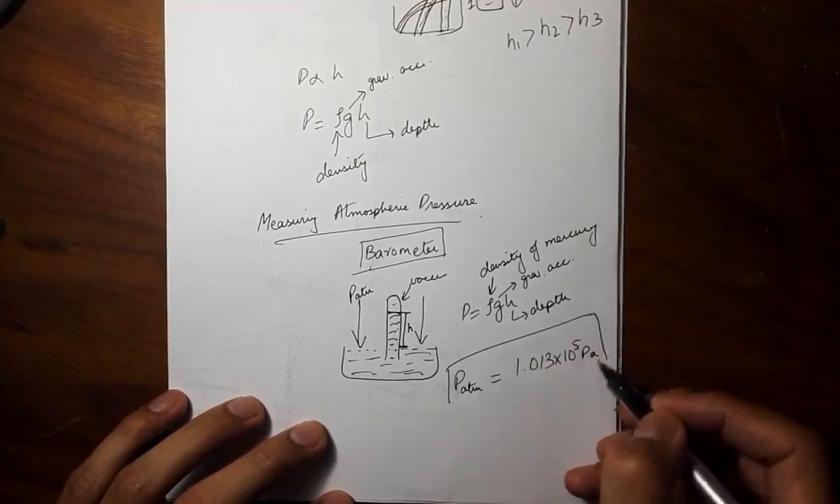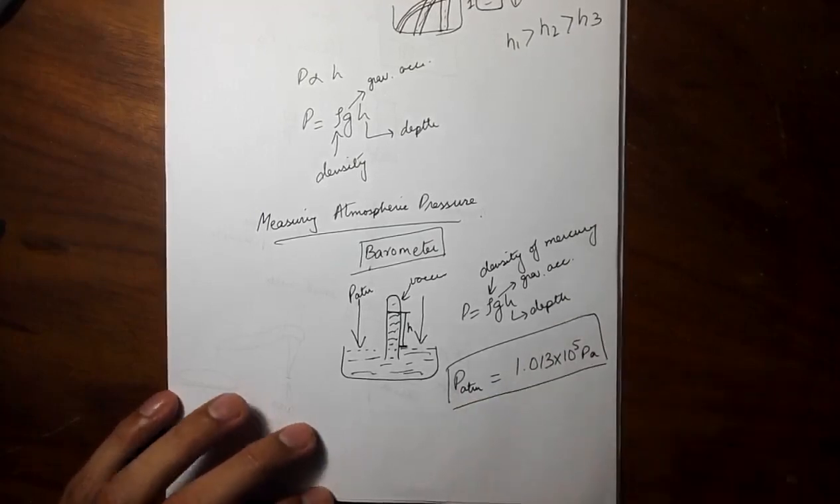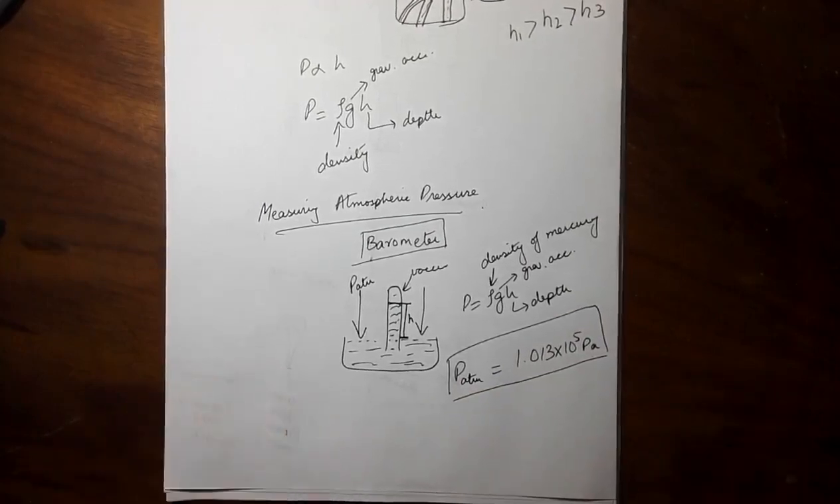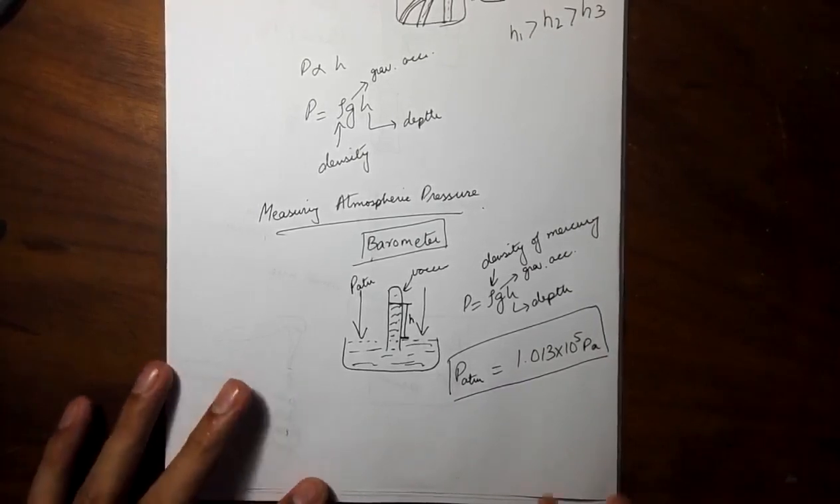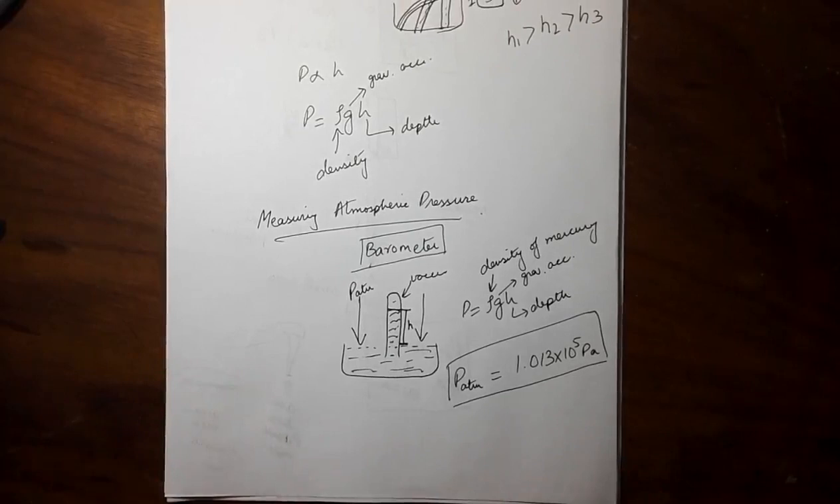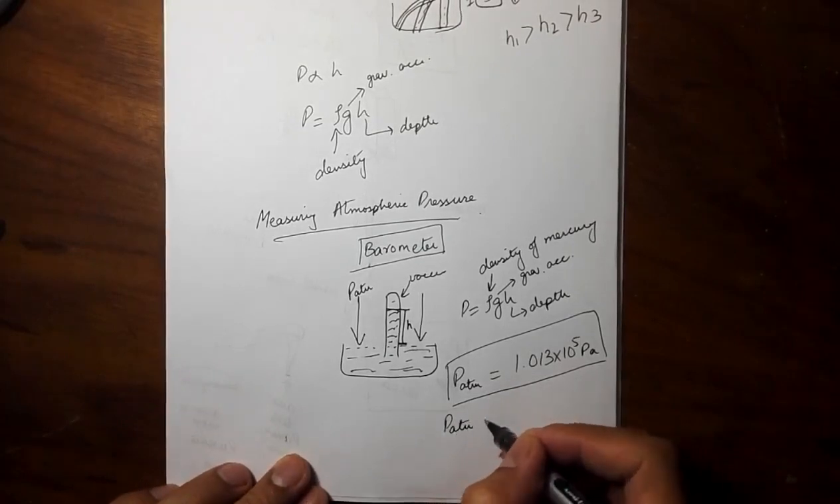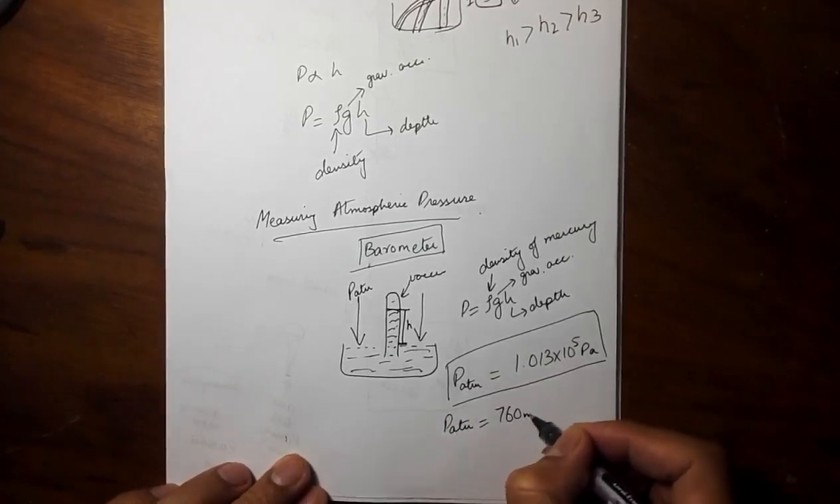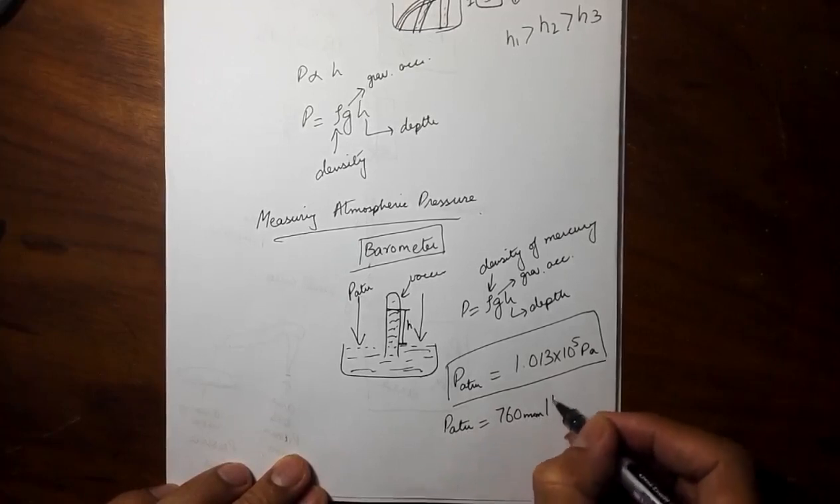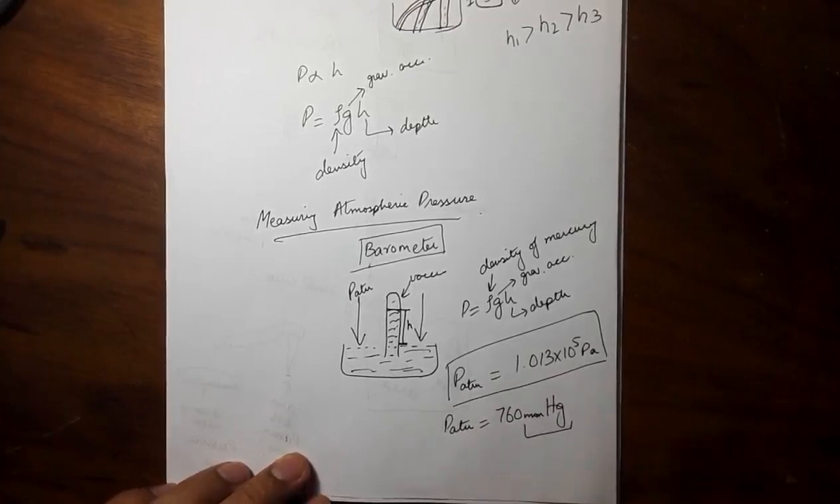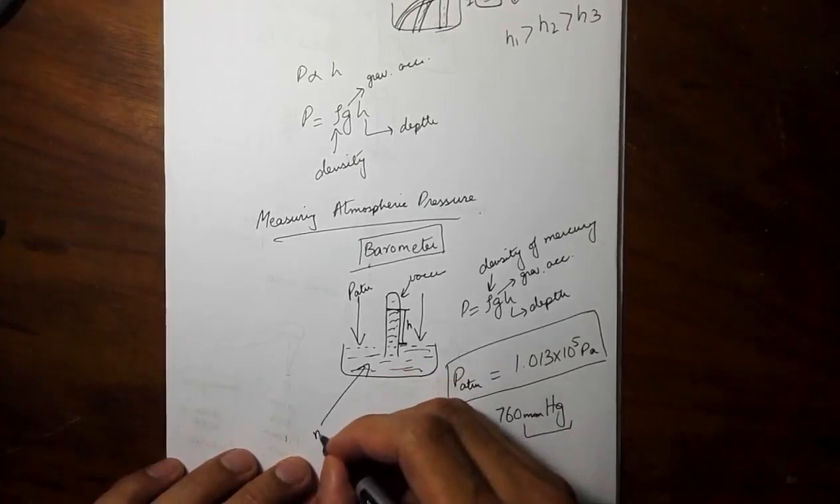This is basically the atmospheric pressure of a liquid. This is the atmospheric pressure of the air at sea level. One more question. We write atmospheric pressure as 760 millimeter of Hg. What does it mean, 760 millimeter of Hg? I told you that the liquid over here is mercury.